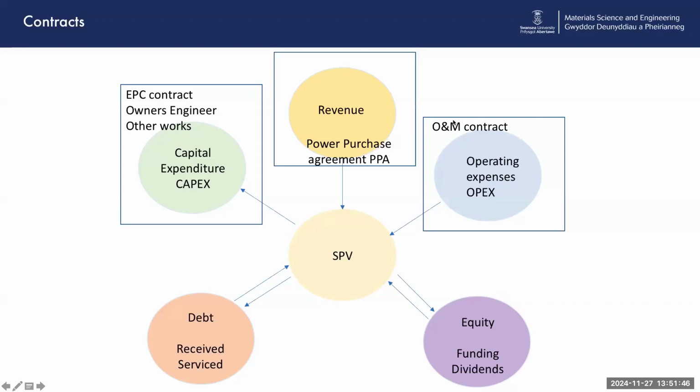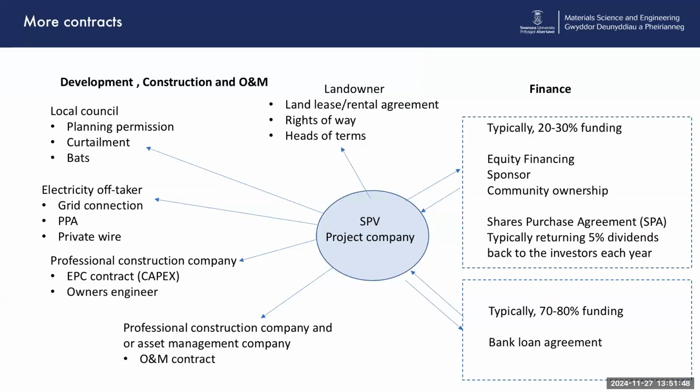Some other contracts which you have to take into account. We've got local planning, so the bank will obviously want to see that you've done your planning permission. We've got things like curtailment and so on. Landowner, there needs to be an agreement with the landowner. There needs to be a lease, heads of terms. There needs to be rights of way. There needs to be all sorts of things. Electricity off-taker, we need to have a grid connection in place. We need to have a signed letter from National Grid to say that they're happy with this, and all the rest of it.